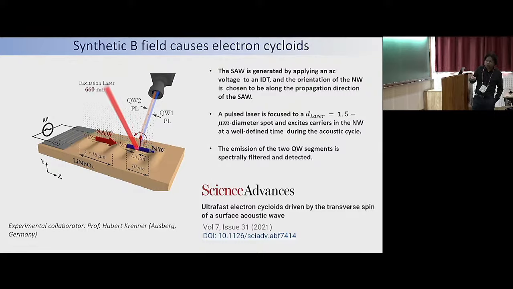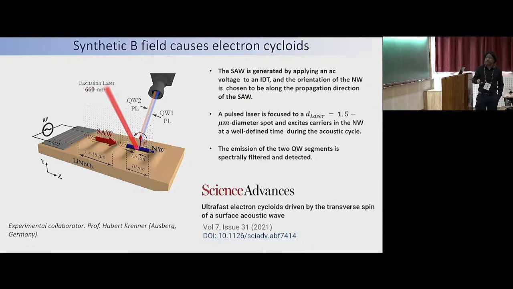So what was the clever innovation from the experimentalists was they constructed a three-dimensional quantum well over here. And you excite the quantum well with a 660 nanometer laser. And then you study the unique photoluminescence spectrum coming from this nanowire quantum well. There's actually two wavelengths that come from this quantum well, and these two wavelengths are modulated as the surface acoustic wave passes through.